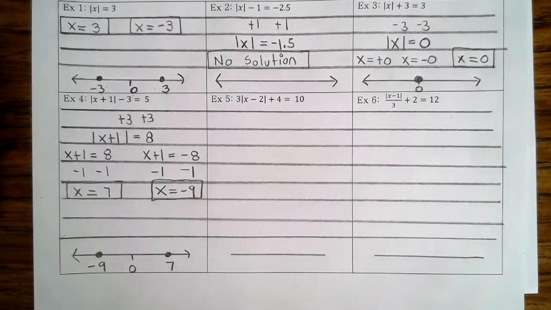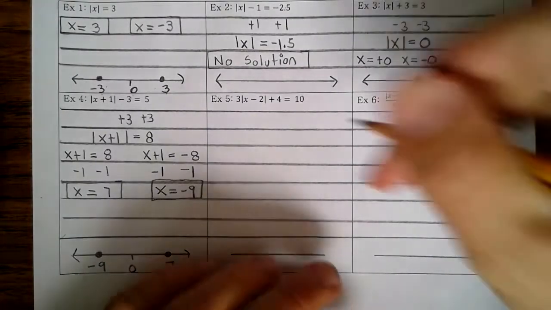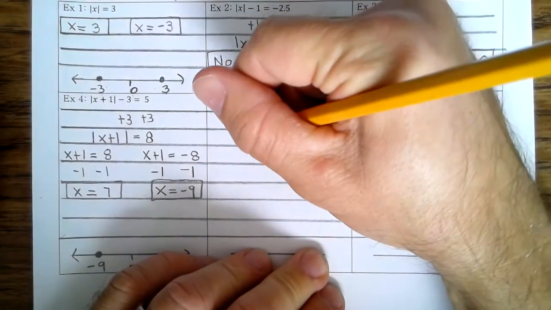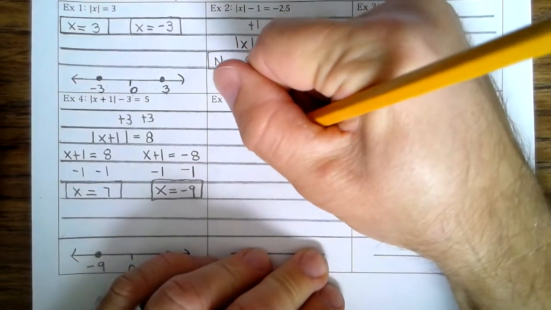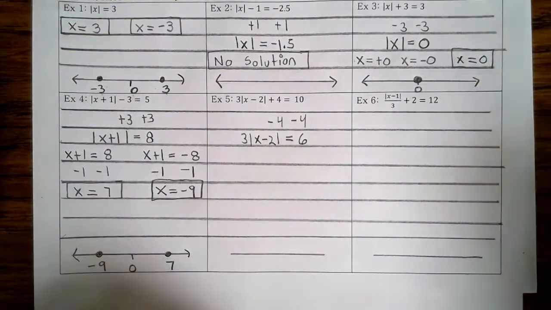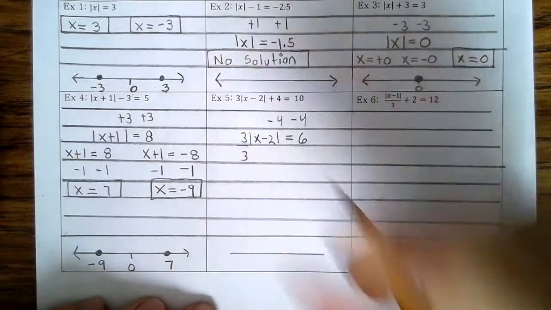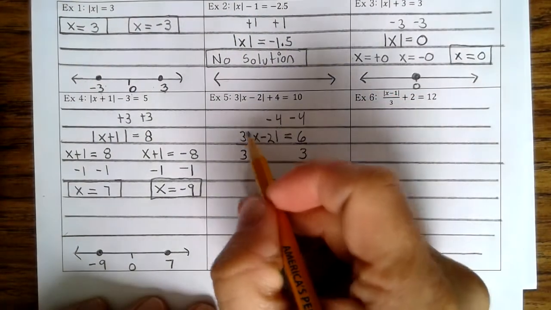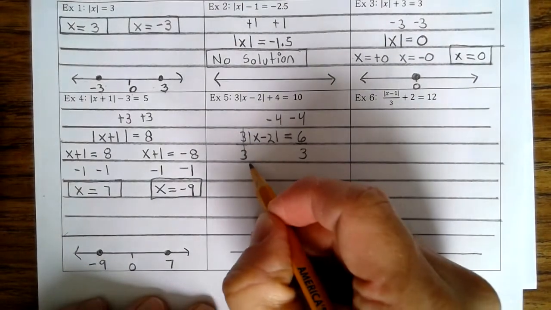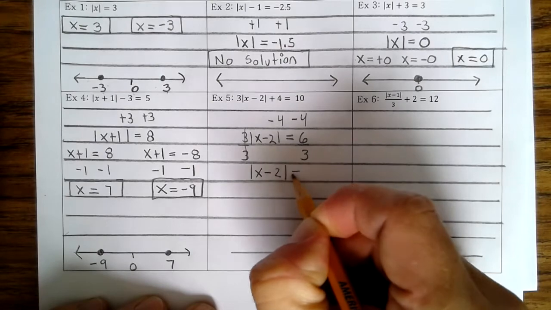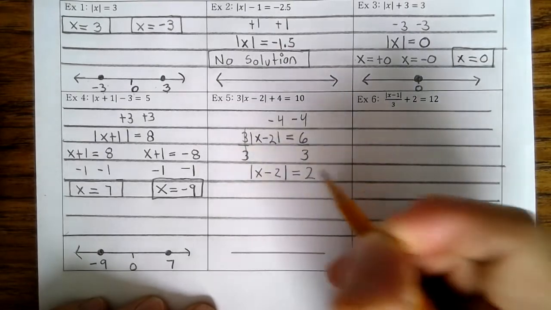All right, example 5. So first step, isolate the absolute value. So we're going to subtract 4 from both sides. That becomes 0. You get 3 times the absolute value of x minus 2 equals 6. It's still not isolated, so we're going to divide by 3. 3 divided by 3 is 1. You get the absolute value of x minus 2 equals 2, because 6 divided by 3 is 2.